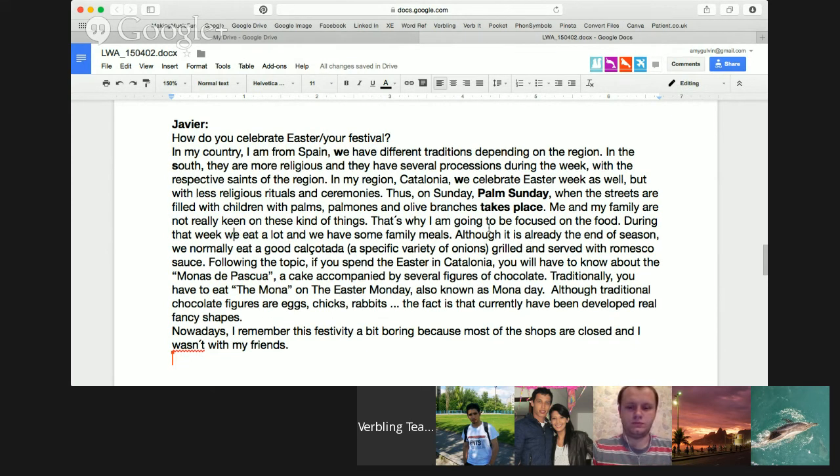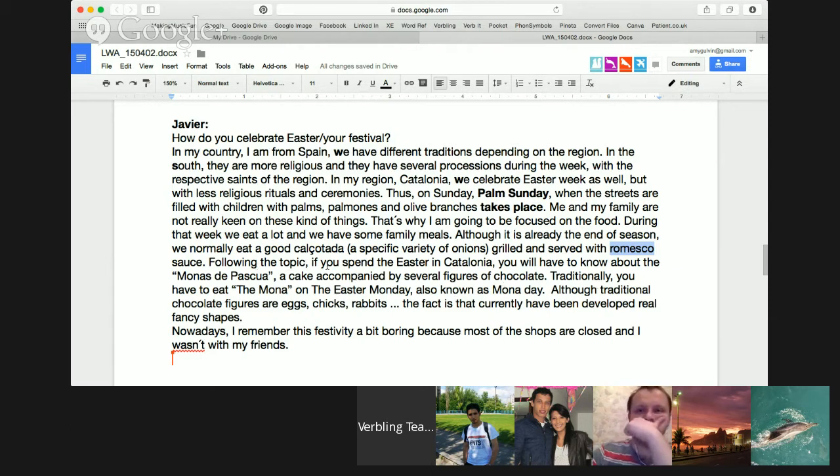Although it is already the end of season, we normally eat a good calçotada, a specific variety of onions, grilled and served. What's romesco sauce? It's kind of, I don't know how to say, almonds with sauce. I don't know which kind of sauce, but for sure there are almonds. Oh wow, that sounds really... You're making me hungry, Javier.